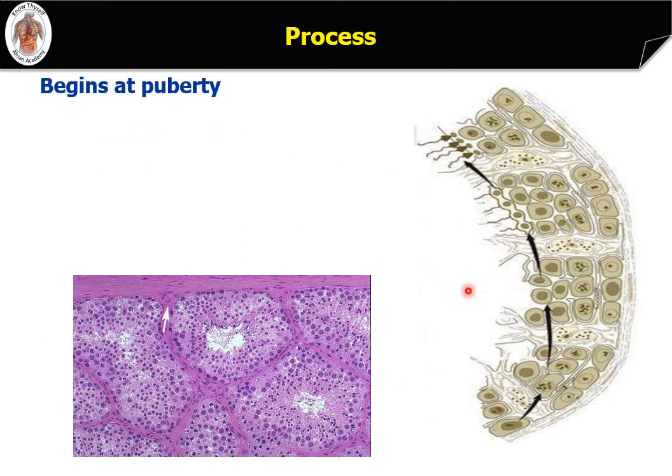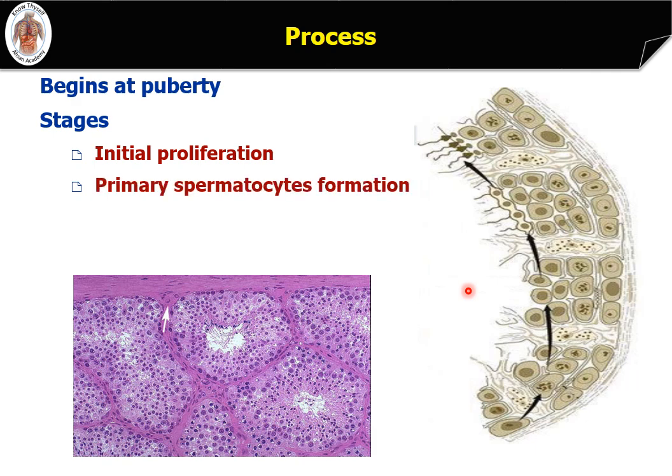So it's a process that begins at puberty and comprises four stages. For descriptive purposes, these are named initial proliferation, then primary spermatocyte formation, meiosis, and finally the final differentiation. For each stage we will try to identify the features and characteristics.